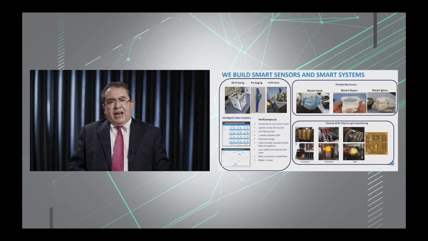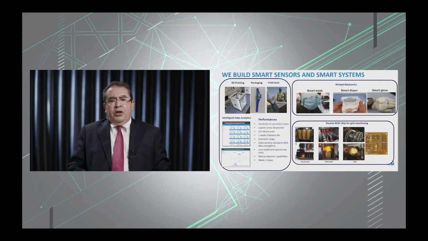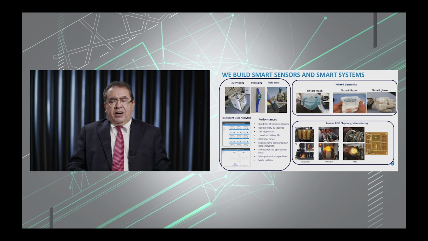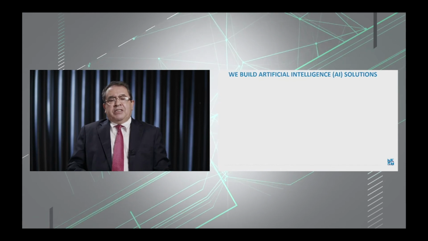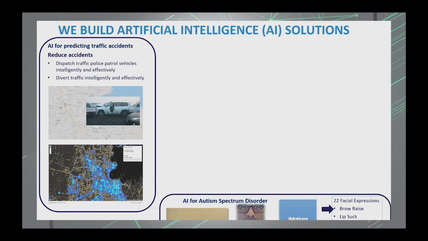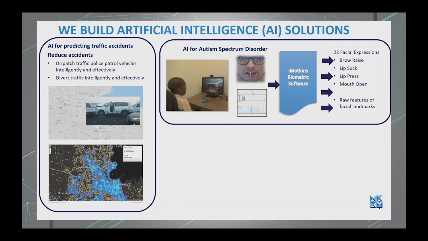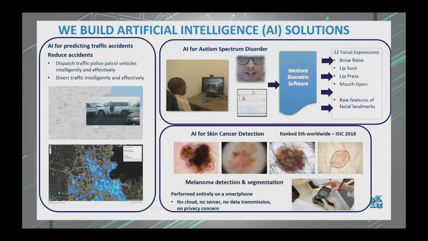In addition, we are designing passive RFID chips in collaboration with Iberdrola and Kahramaa, which can detect if there is any heat in the electric grid of Kahramaa, and try to prevent any accidents. We also build artificial intelligence systems. So we are collaborating with the Ministry of Interior in building AI systems that can detect accidents at any point in time. Also, we are working with Sidra Hospital in using AI for detecting autism in children, as well as detecting certain diseases such as skin cancer and also pneumonia in people.